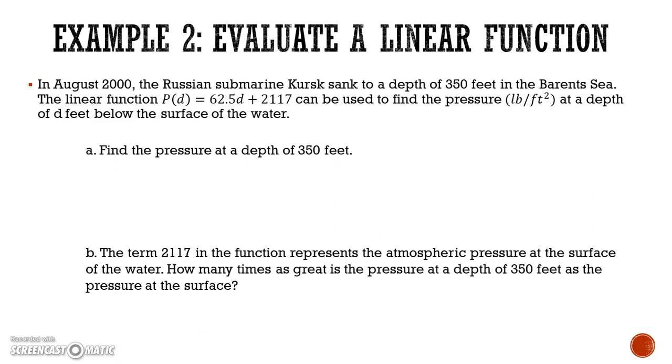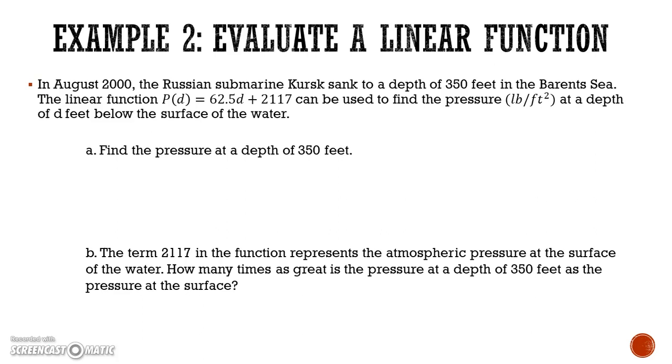In August 2000, the Russian submarine Kursk sank to a depth of 350 feet in the Barents Sea. The linear function p of d equals 62.5d plus 2,117 can be used to find the pressure, in pounds per feet squared, at a depth of d feet below the surface of water. So for A, we're going to find the pressure at a depth of 350 feet.